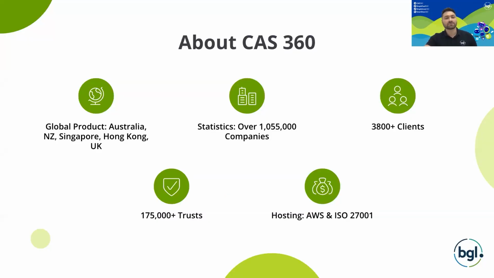So just a little bit about CAS 360 and BGL. BGL has been in the corporate compliance and trust management software space for over 30 years now. We are now a global product. So we're in Australia, New Zealand, Singapore, Hong Kong, and more recently in the UK. CAS 360 has over 1 million companies on the software, 175,000 trusts, and 3,800 firms utilizing CAS 360. CAS 360 is hosted on AWS, and we're ISO 27001 certified.